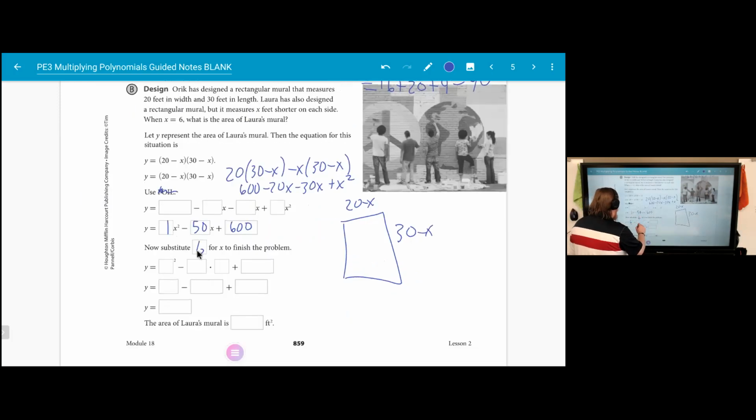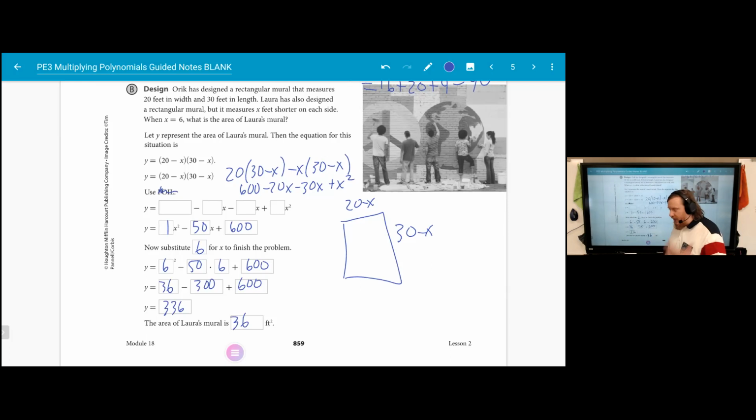So 6 squared minus 50 times 6 plus 600, 6, not x. This is 36 minus 300 plus 600. We end up with 336. So the area of Laura's mural is 336 square feet. Hopefully you're seeing the trends here. Again, ask questions if you have them. Let's look at your turn.